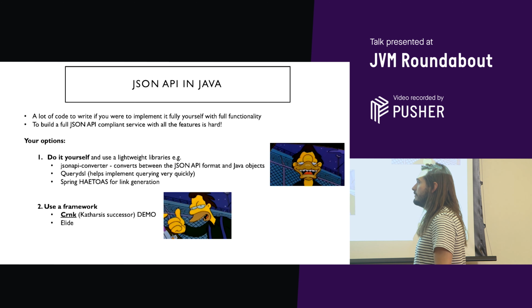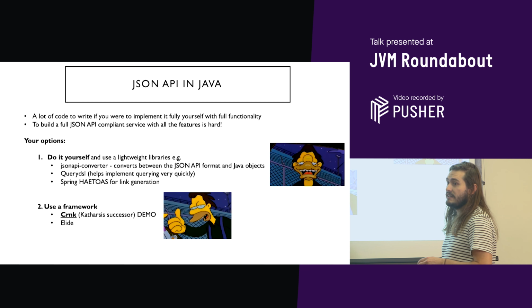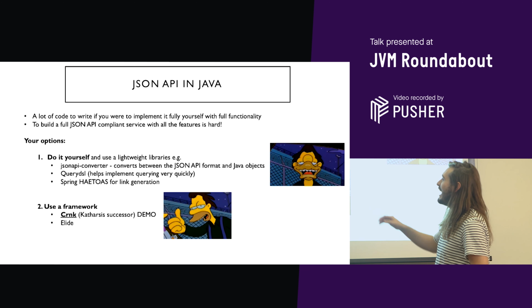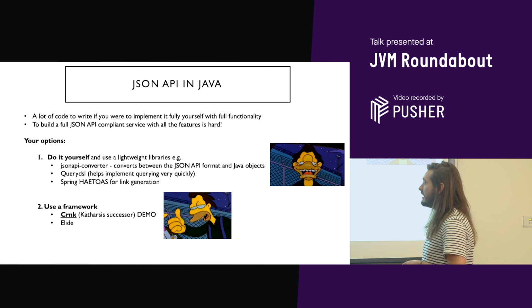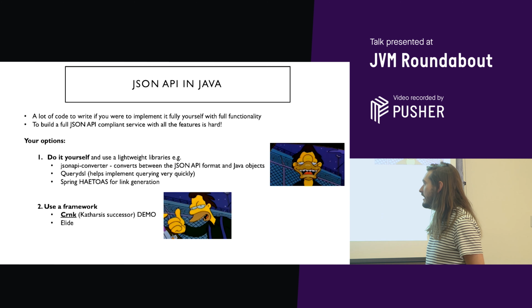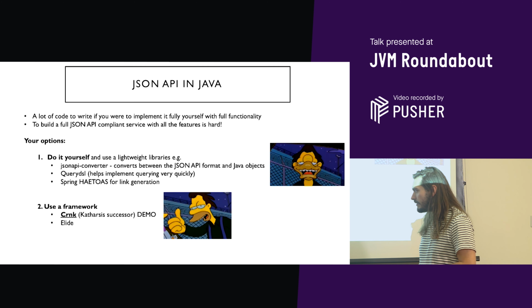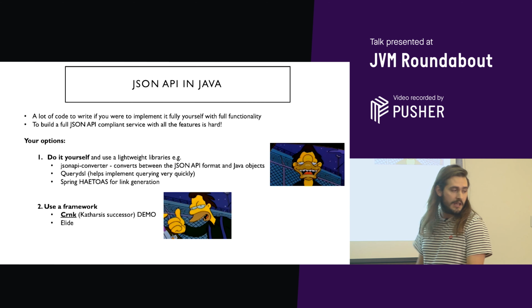But the ideal thing to do if you're lazy is using Crnk. Definitely not using crank, but using a framework. And there's a few frameworks. I'm sure people yell out if you've got any ideas of other frameworks out there. But the two main ones that I know about is Crnk, which is a Katharsis successor, which is basically the same thing, but it was forked and then enhanced. And I'm going to do a demo of this one. And the other one's Elide, I think that's how you pronounce it, but that's another one.